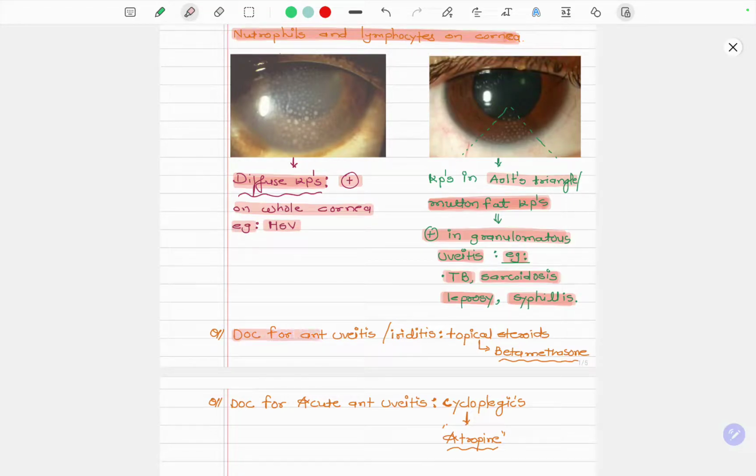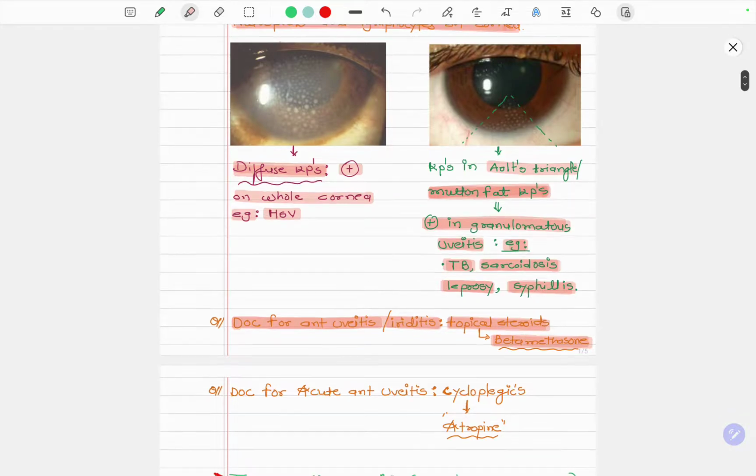Now we'll go through the treatment of anterior uveitis. What is the drug of choice for anterior uveitis or iritis? Obviously the iris, the anterior part, and a part of the ciliary body, so you can also call it iridocyclitis. Right now we'll simply take it as anterior uveitis or iritis. The drug of choice for it is topical steroids, that is betamethasone.